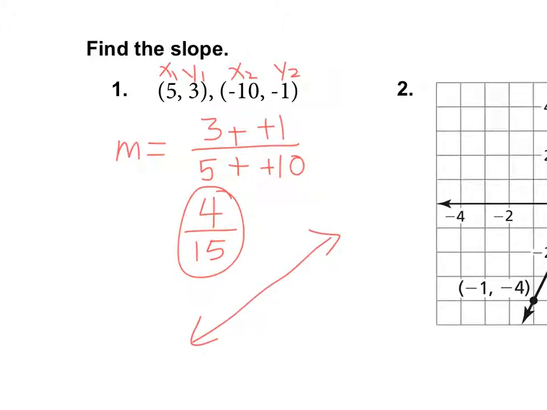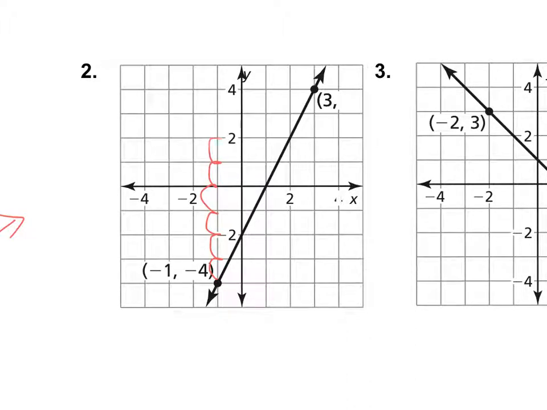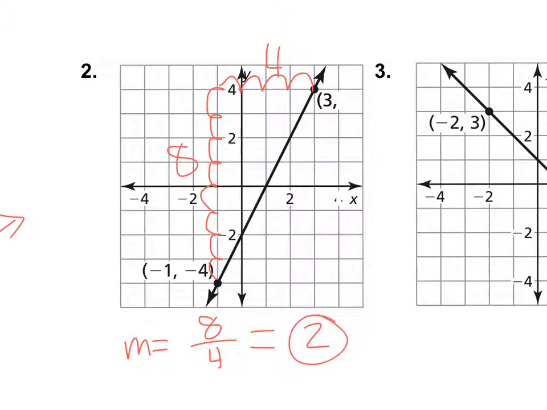All right, let's look at number 2. So number 2, I don't need to use the formula. I can just count, right? So I count my rise up 1, 2, 3, 4, 5, 6, 7, 8. And over 1, 2, 3, 4. So rise is 8, over run is 4. Check your sign. Is this going to be a positive or negative slope? Positive. So I'm good with regular 8 over 4, which is just 2. Or I could leave it 2 over 1 if I really wanted to. 2 and 2 over 1 are the same thing.